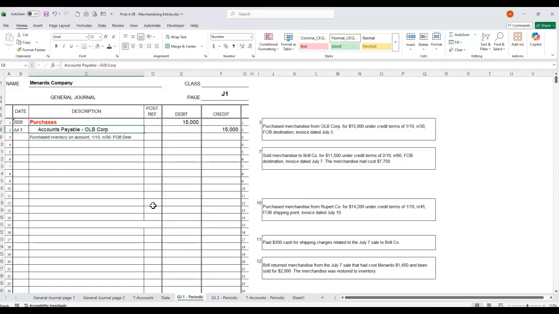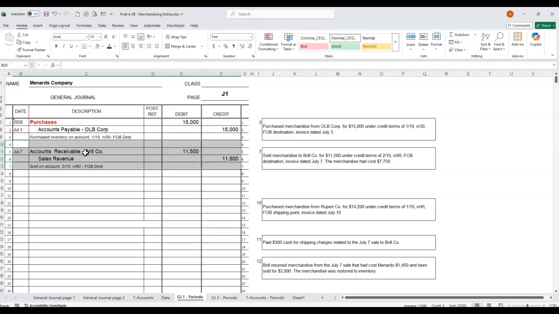So that's our first entry: a debit to purchases, a credit to accounts payable. Then we sold some merchandise to Brill Company for $11,500. The cost of the merchandise was $7,750. Credit terms 2/10, n/60. FOB destination. So since we're the seller, ownership is not going to transfer until it reaches the destination, which means that we will pay the shipping at that point when it gets charged.